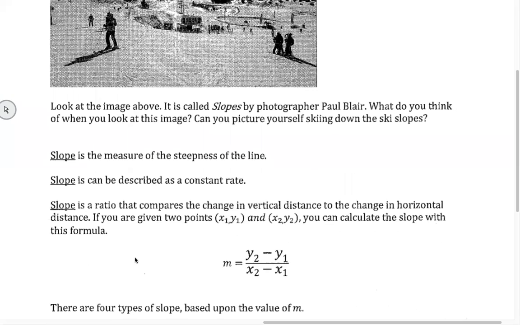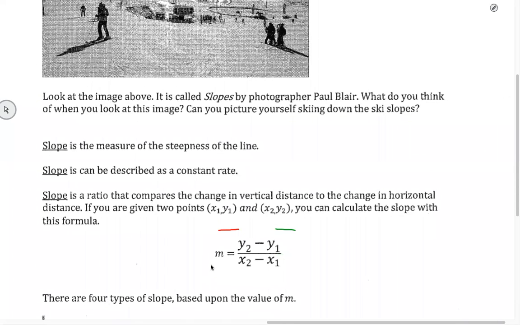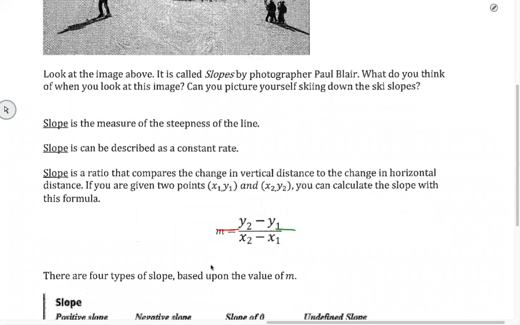And then we have the formula for slope right down here. It's the change in y over the change in x. So in order to find slope, we need 2 points. We're going to label them x1, y1, and x2, y2. And then we write our formula, which is m equals y2 minus y1 over x2 minus x1. And then we will solve or simplify to get our slope.